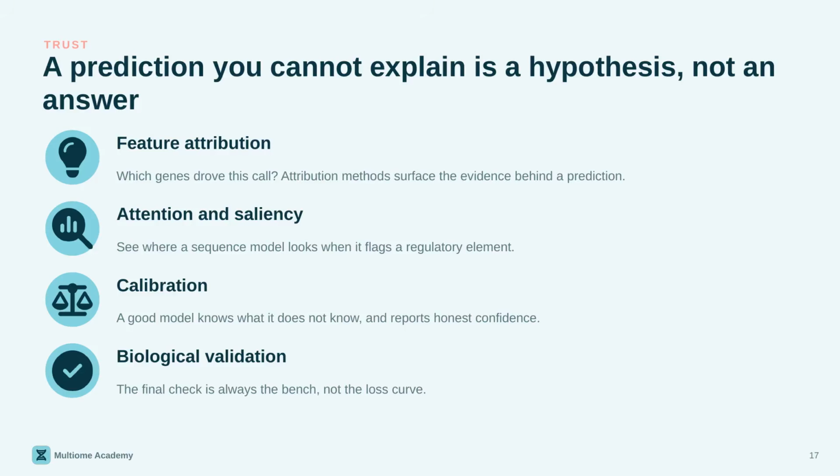Feature attribution shows which genes drove a call. Attention and saliency reveal where a sequence model looks. Calibration tells you when the model is unsure. And the final check is always biological validation, not the loss curve.